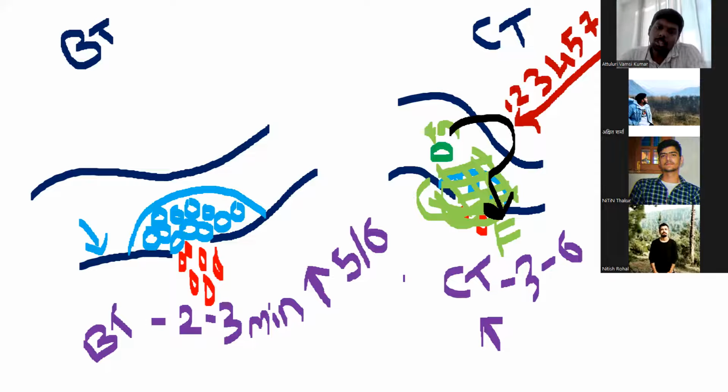Then coming to the clotting time. So in clotting time, what we will do is, first I will do a prick. Okay, then I will take a very narrow tube. We have something called this one. What is it?